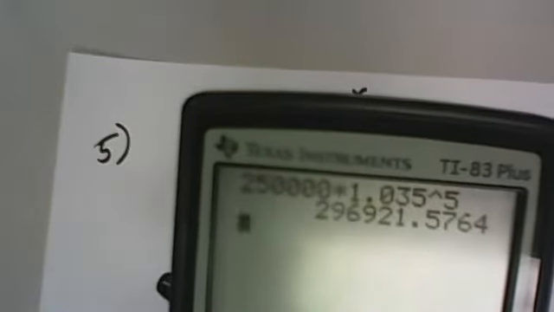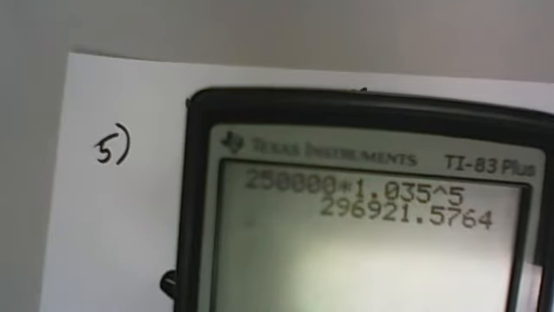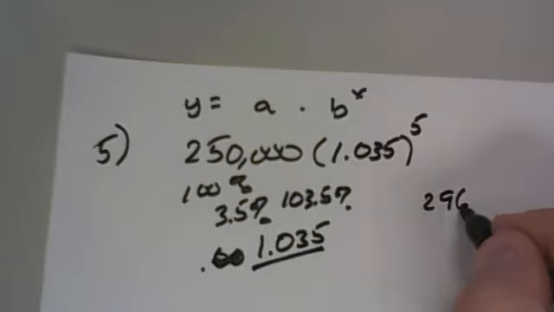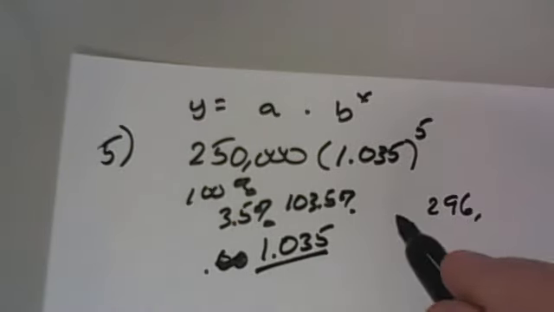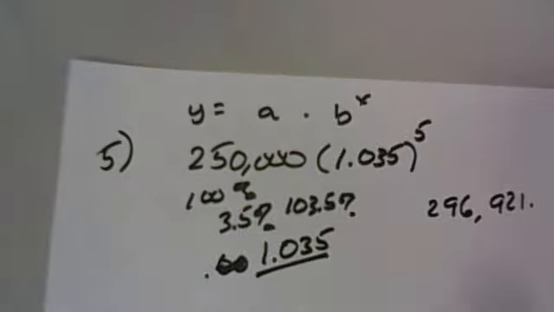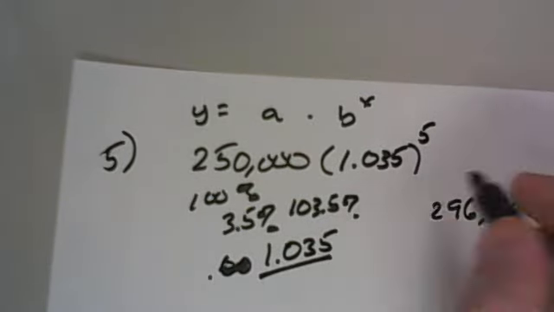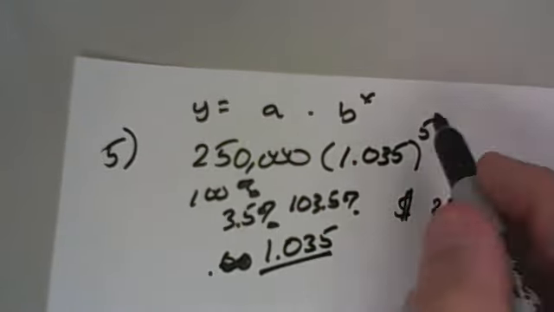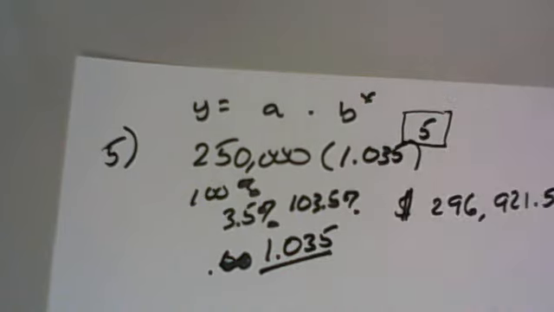And that gives us $296,921 and 58 cents, if we round it up. That is part A. For part B and part C and part D, the only thing that's really going to change is the exponent, because it's going to be that many years after 1990. Hopefully that'll get you started with number 5.